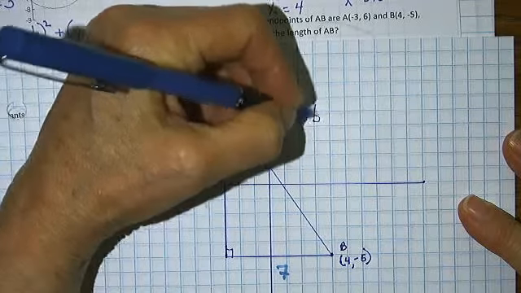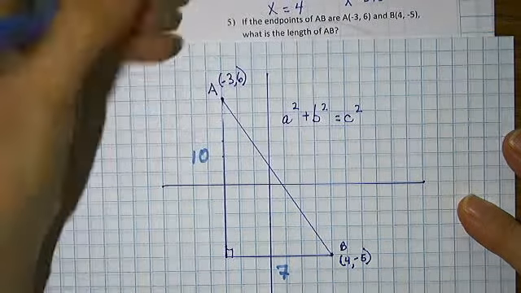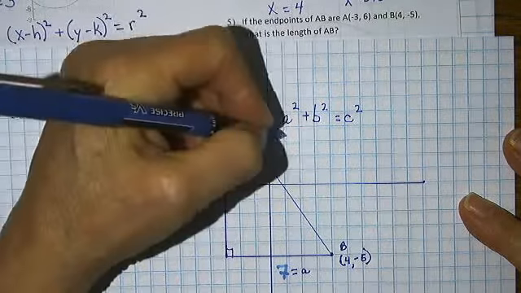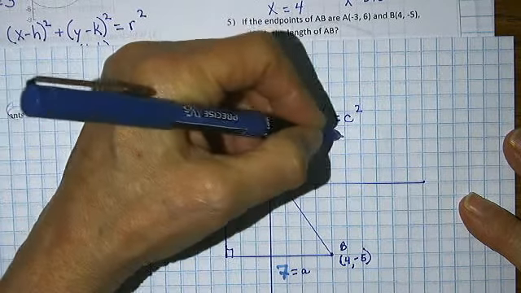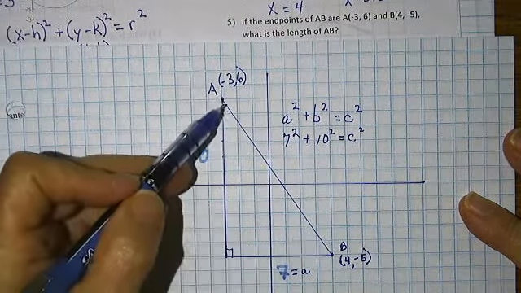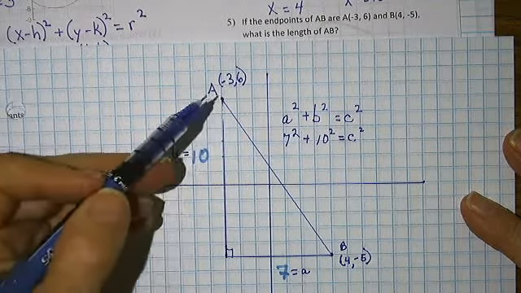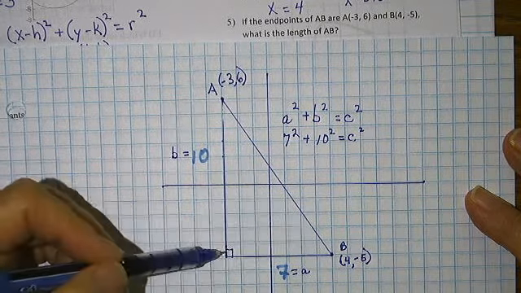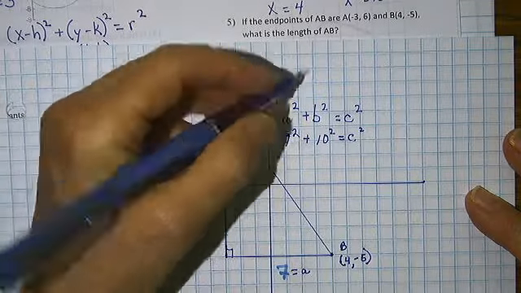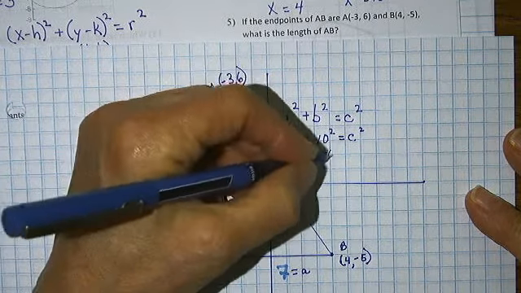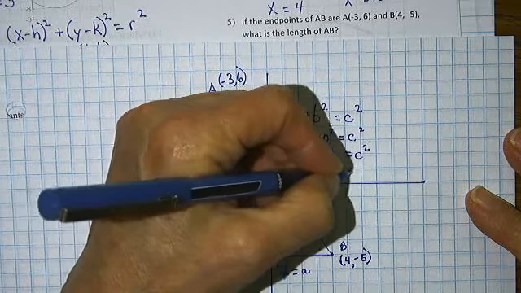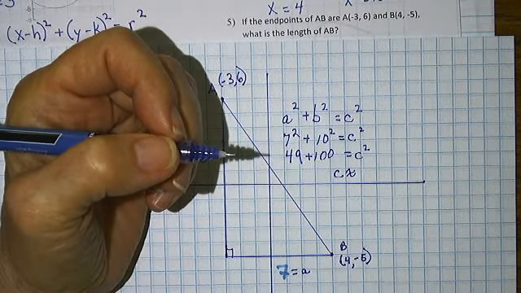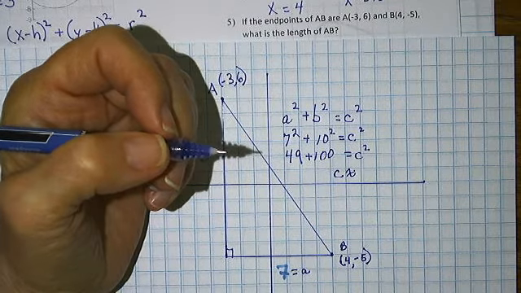A squared plus B squared equals C squared. I'm going to call this side B, and I'm going to call this side A. 7 squared plus 10 squared equals C squared. My hypotenuse is always my longest side. Pythagorean theorem goes sideways. When people forget, the longest side has to be opposite the right angle. 49 plus 100. So C is going to be approximately the square root of 149, approximately 12.2.